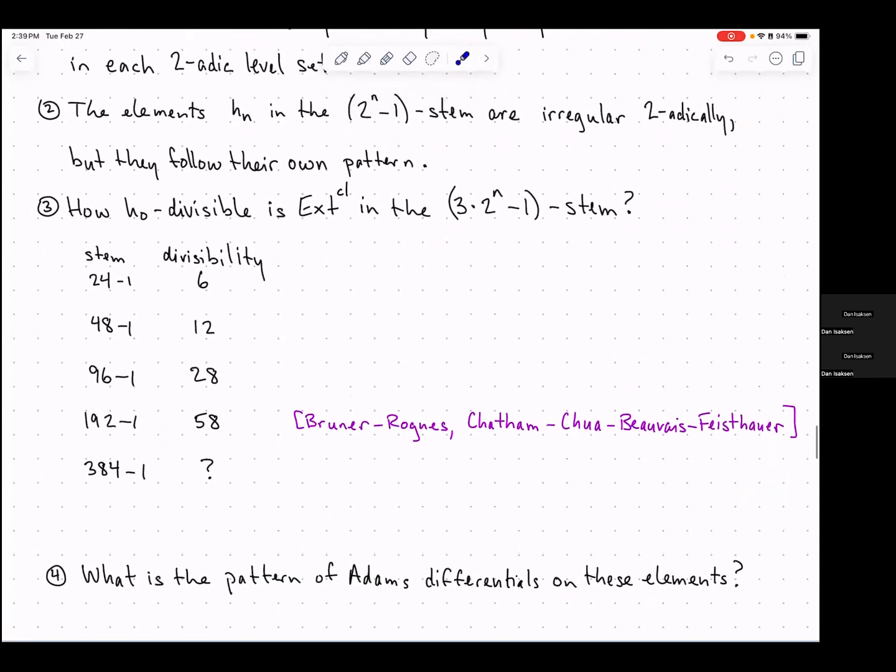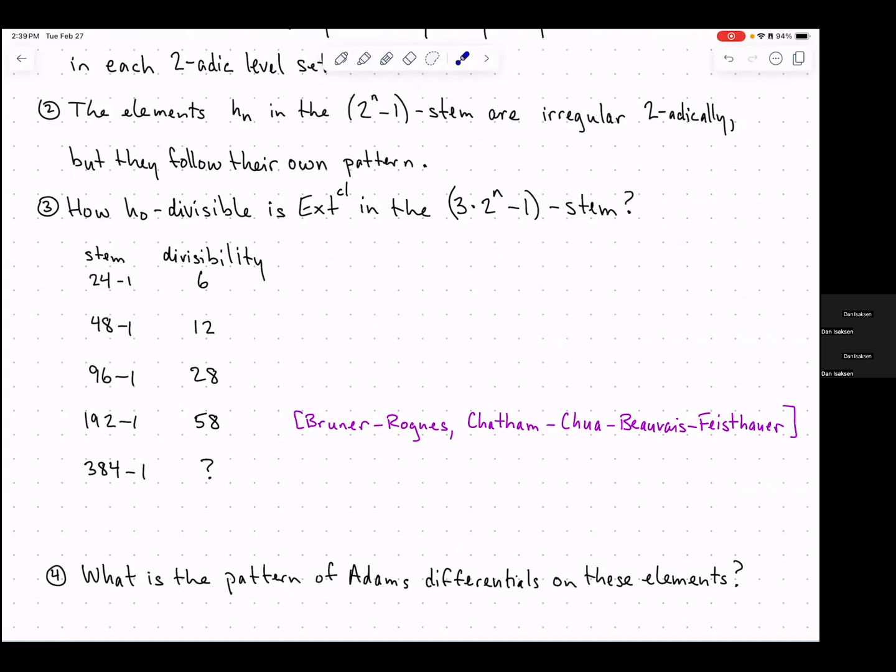And that's fine. That's the algebraic H0 period. The algebraic v1 period is 8. But remember, here we're talking about the structure of X. And then, what about the patterns of Adams differentials on those elements?